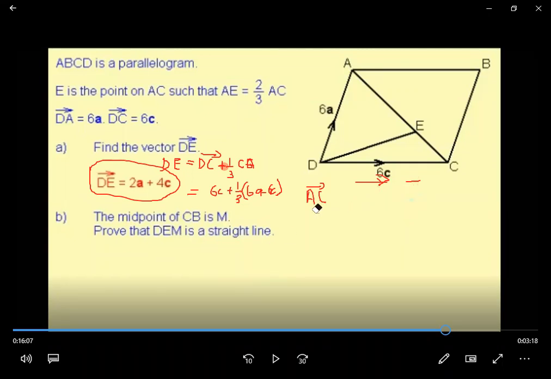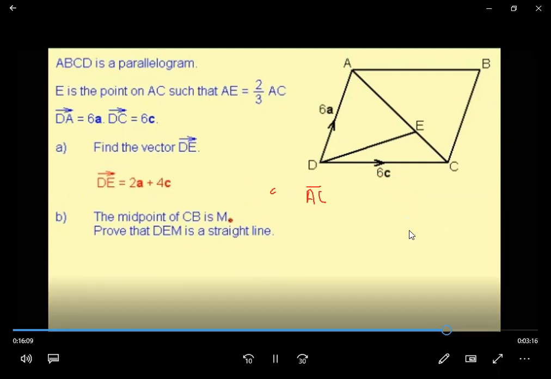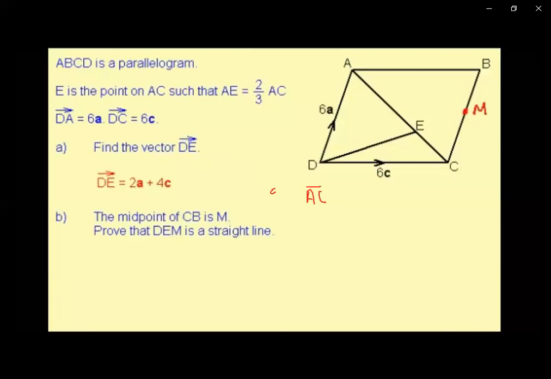So note the step that should have been taken and move along with it. I'm told that the midpoint of CB is M. This is the stage where I'm going to show you how to prove that 3 points lie on a straight line. My strategy for this question is going to be find vector DE, then find vector DM. If I can show that vector DE is parallel to vector DM, then they must lie on a straight line because they have a point in common.